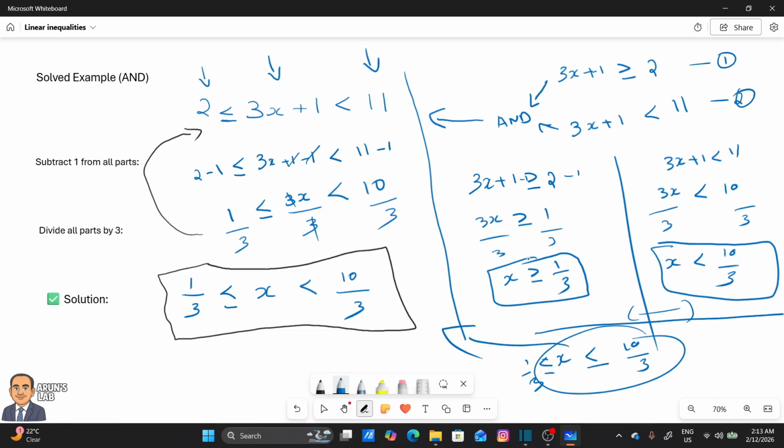So what I suggest is you can do it on the same side. All the operations you do in the middle portion to isolate x, you need to do the same on both sides also. That's the only rule we need to apply. So any value between 1 by 3 and 10 by 3, you can substitute into the original inequality and it will be satisfied. So these are the solutions, the x values that solve the linear inequality.